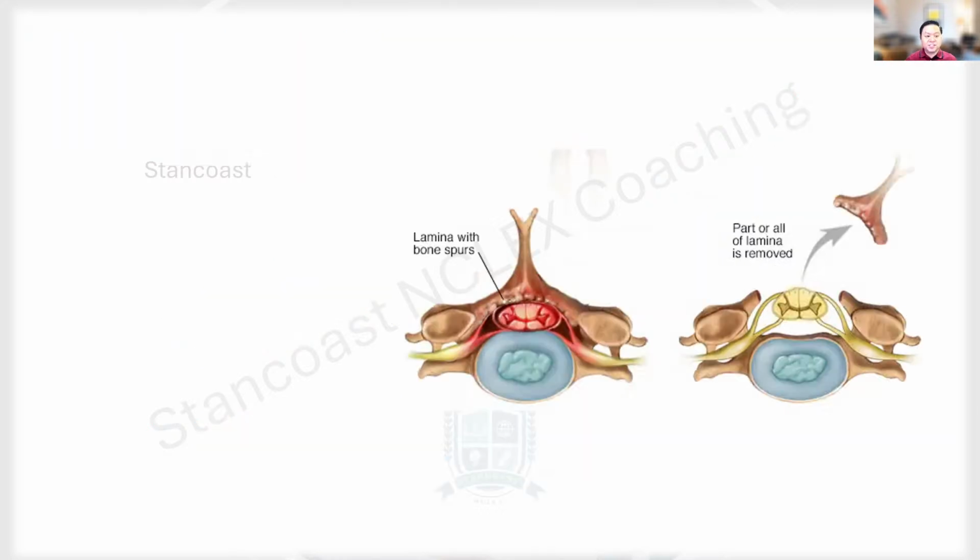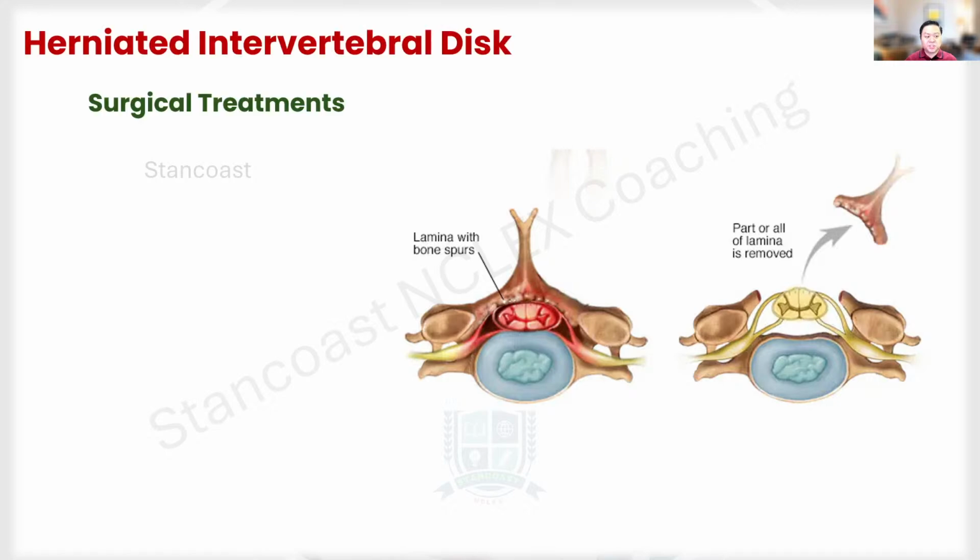Now let's talk about another procedure which is very common. This is the laminectomy. So what is this? The laminectomy is actually going to involve the removal of a portion of the vertebra called the lamina. I've showed that picture to you earlier about the anatomy.